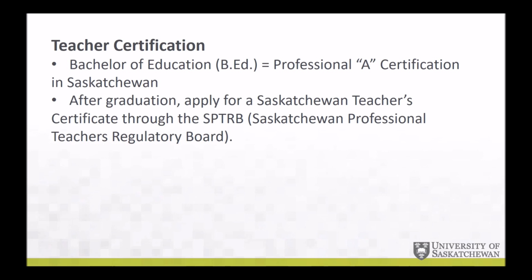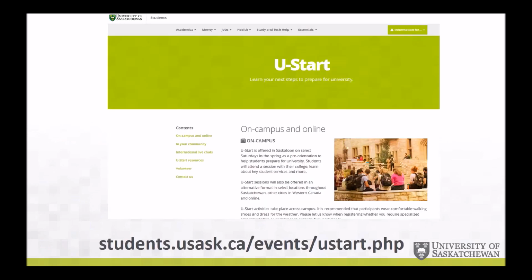A Bachelor of Education degree from the University of Saskatchewan qualifies you for a Professional A Teaching Certificate in the province of Saskatchewan and allows you to teach any grade level from kindergarten to grade 12. Upon graduation, you will be required to apply to the Saskatchewan Professional Teachers Regulatory Board, SPTRB, to obtain a Saskatchewan Teacher Certificate. Once again, welcome to the College of Education.